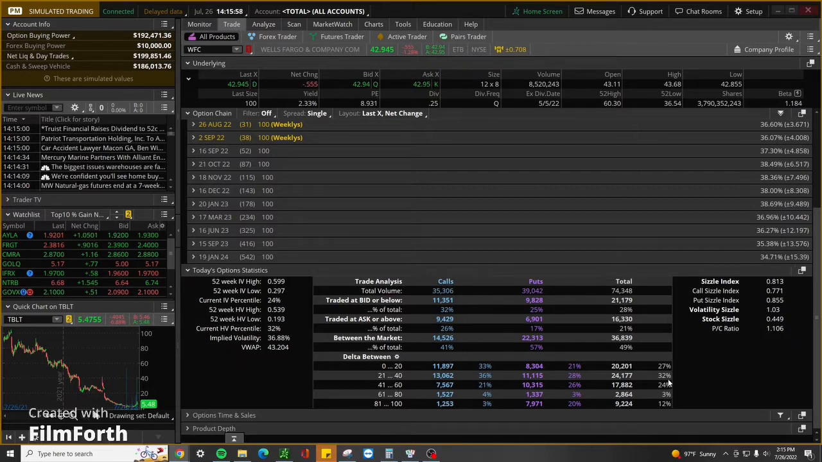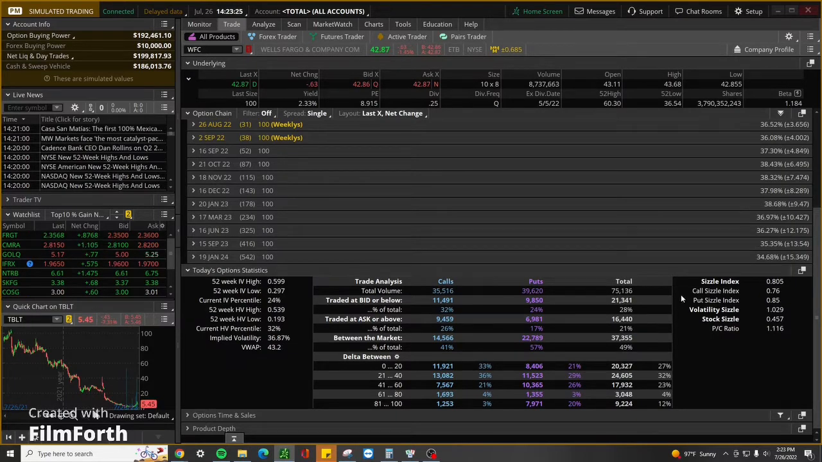It's about 32%. So looking at this, we can essentially conclude that the highest number of options that were traded on the market today had a delta between 21 and about 40. So this particular range of delta had the most liquidity.